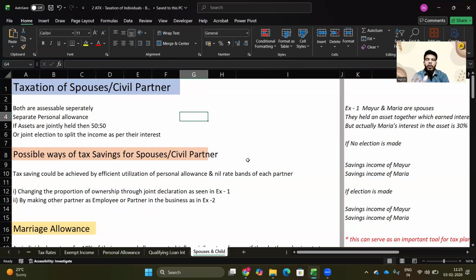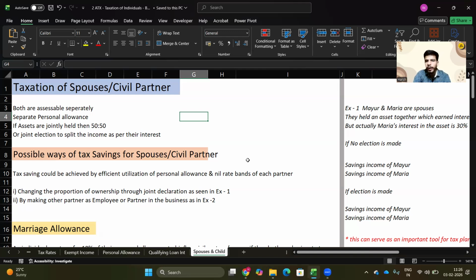You have nil rate bands, so you have the non-savings income nil rate band and the dividend income nil rate band. You need to ensure that both of the nil rate bands are efficiently utilized and not wasted, so that you both don't pay higher tax. Now there are two ways. Firstly, you can change the proportion of ownership through joint declaration.